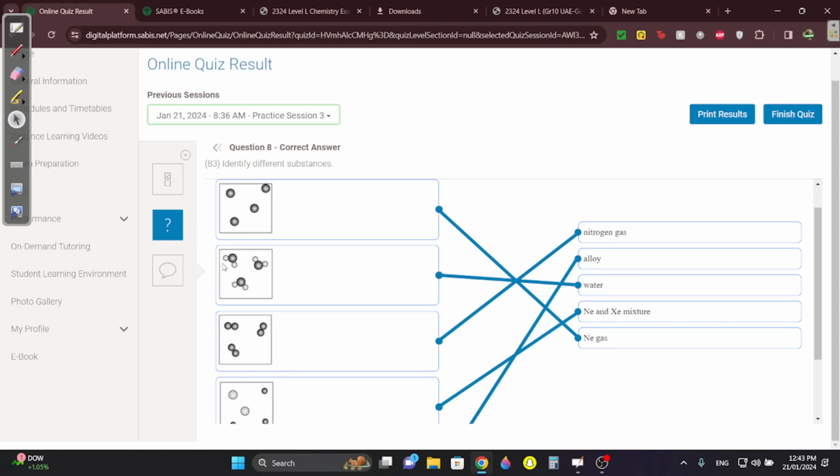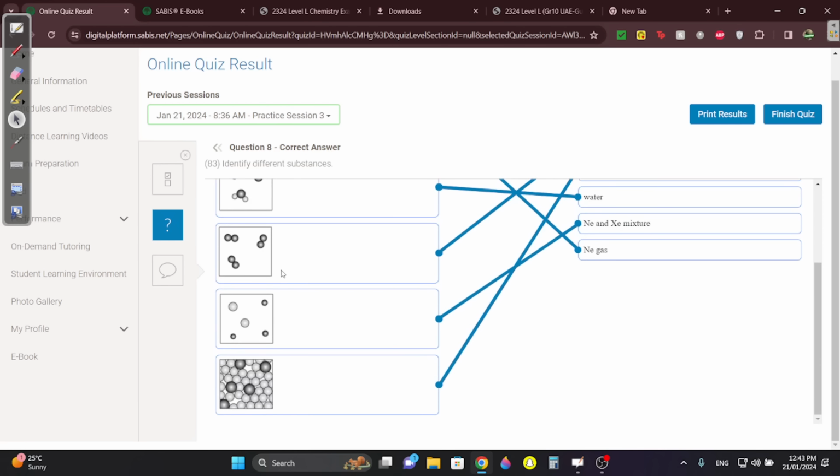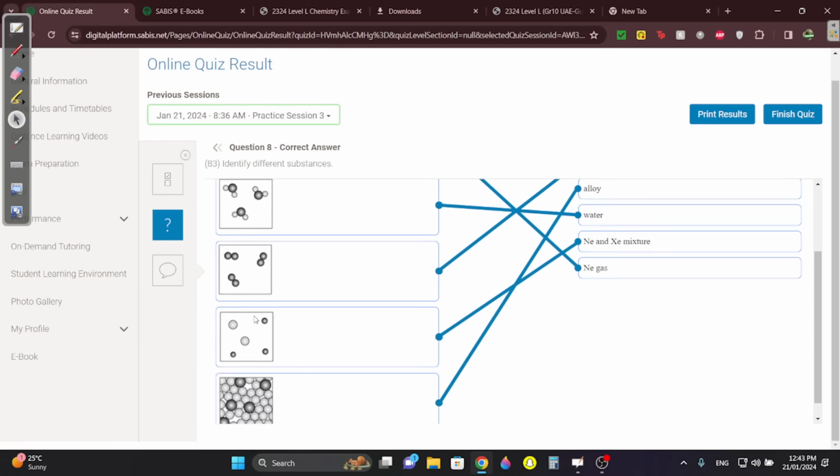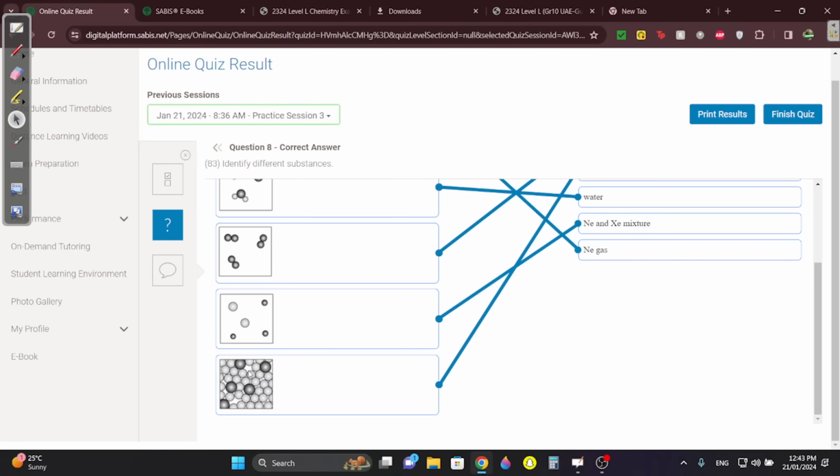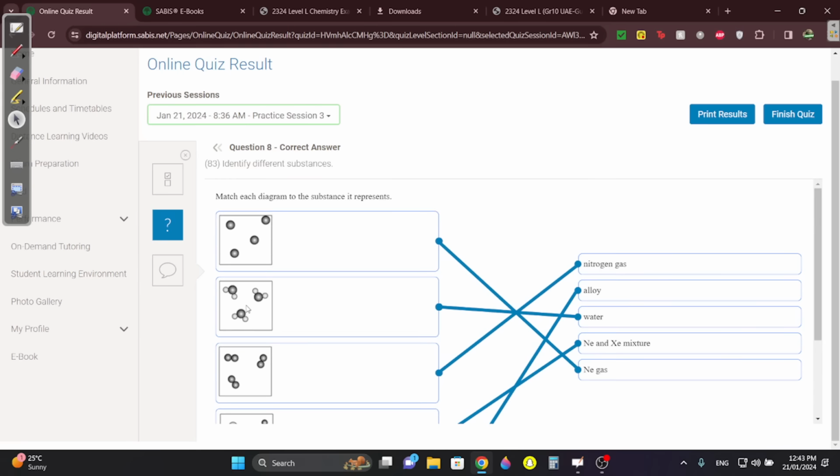This one here is water, because you know water is H2O. It's two hydrogen, one oxygen. You're going to say, okay, how do I know this one isn't water? Well, this one they're packed together, so this is a solid. This one they're all spread out. These two are gases, and this one, they're bonding, but they're a bit close to each other. So obviously, it's going to be water.